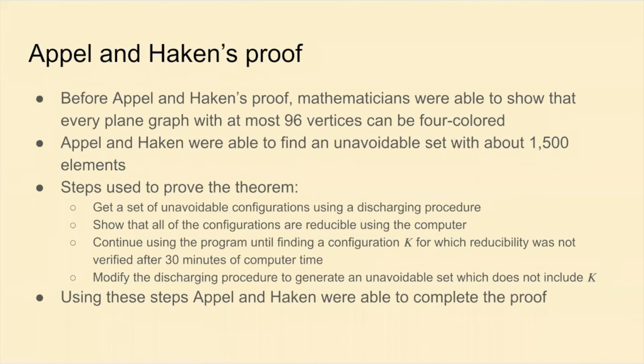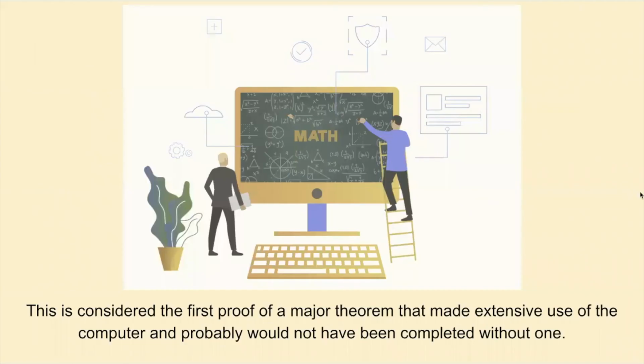Using these steps, they were able to complete the proof. This is considered such a remarkable proof because it's considered the first proof of a major theorem that made extensive use of the computer and probably would not have been completed without one.